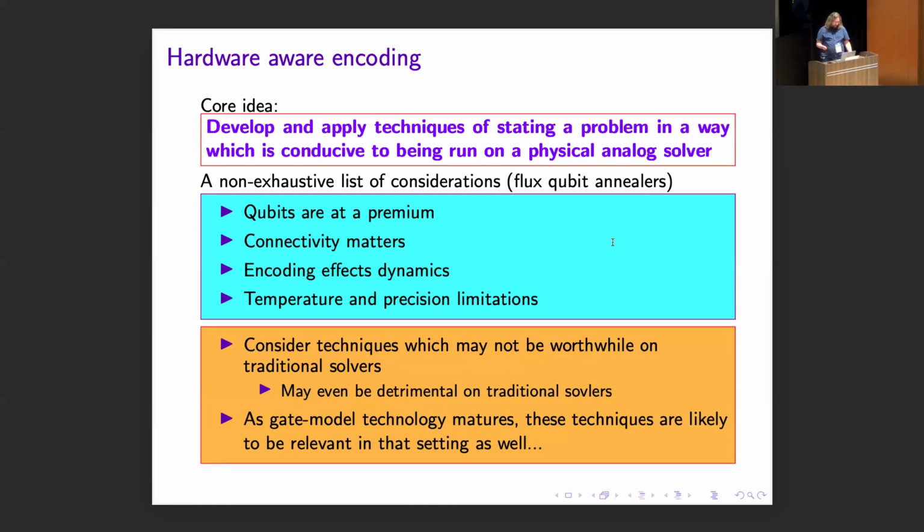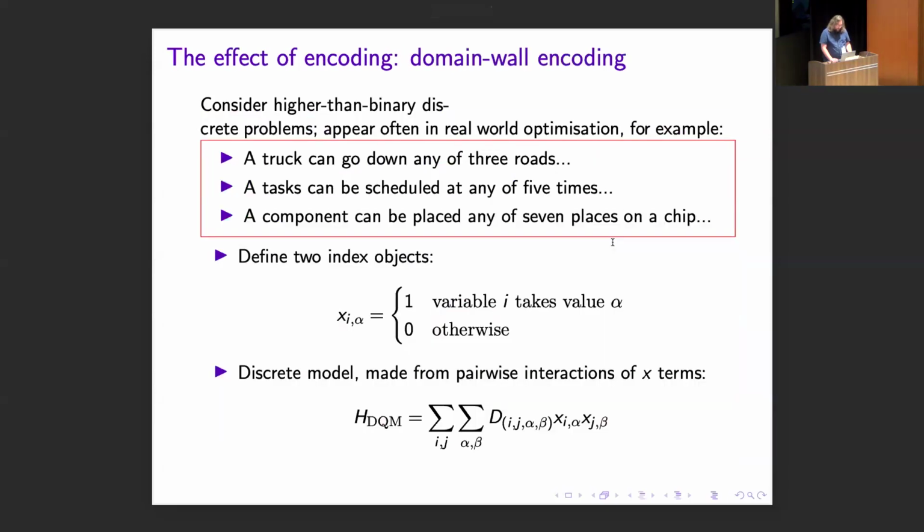And really the idea of what I'm calling hardware-aware encoding versus just traditional problem encoding is you might consider techniques that might not be worthwhile on traditional solvers. You might consider techniques that actually might be detrimental to performance on a more traditional solver. But you really start thinking about how this works. I'm just going to point out that in general, this probably isn't actually an annealing specific thing. People just haven't thought about this as much with gate model machines because their machines aren't there yet. They're not mature enough to be at the point where thinking about this makes sense.